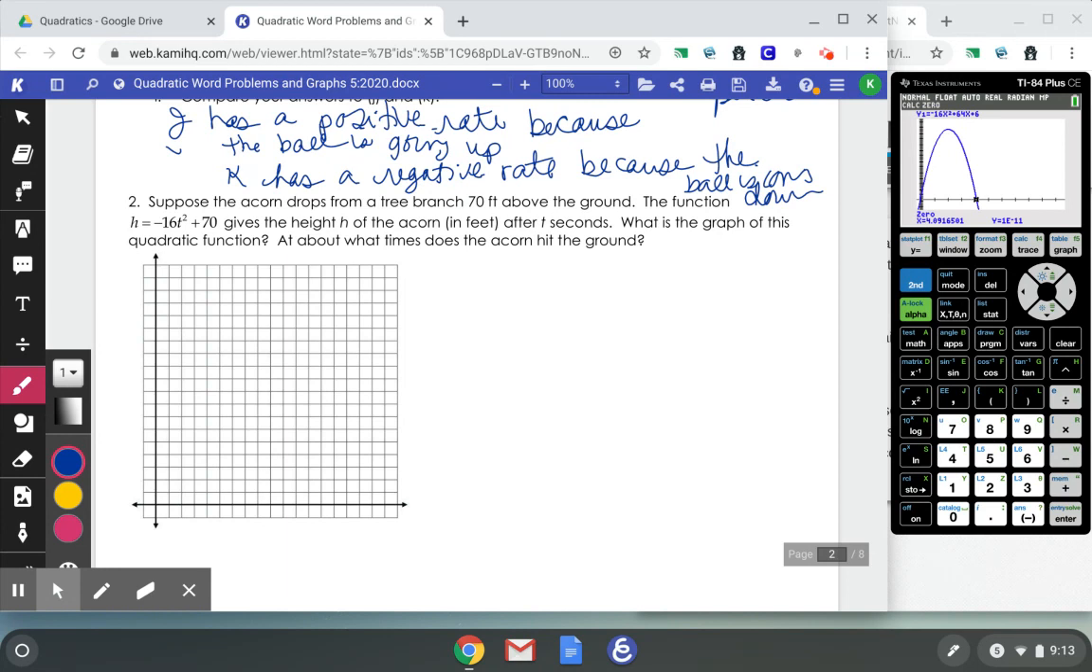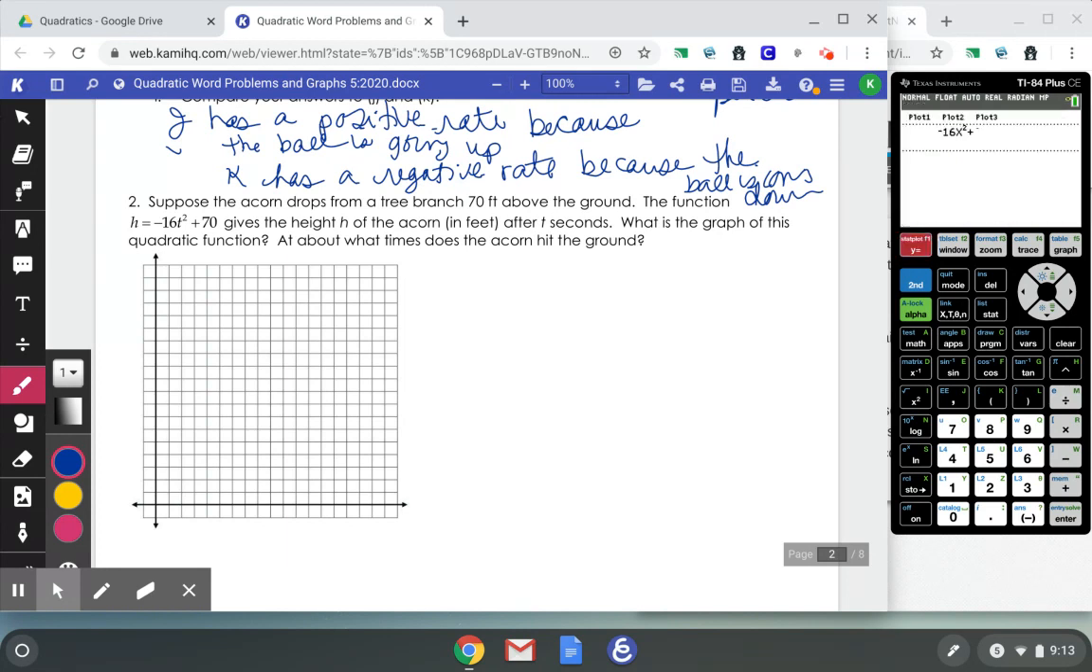So this one is going to be very similar to the last one. It says, suppose an acorn drops from a tree 70 feet above the ground. The function h equals negative 16t squared plus 70 gives the height h of an acorn in feet after t seconds. What is the graph of this quadratic function? About how many times does the acorn hit the ground? Oh, at about what time?